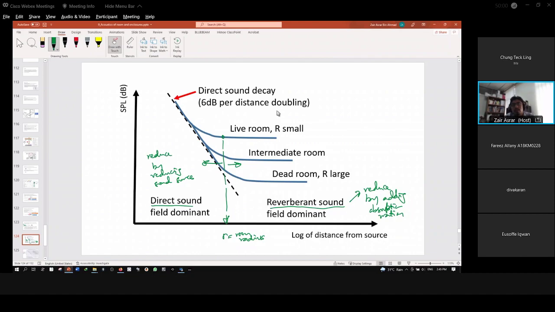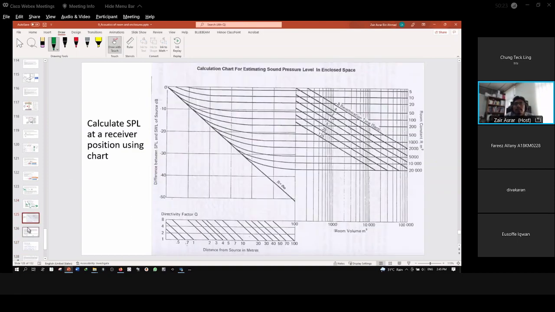If we have a linear sound source, then it will not be 6 dB per doubling of distance, but 3 dB per doubling. But generally, we assume a free-field sound in space, so it will be 6 dB per doubling distance. Alright.